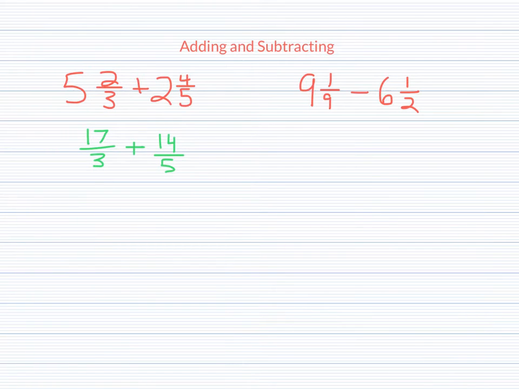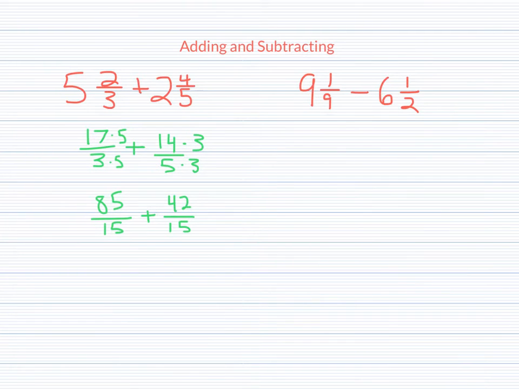14/5. Now when we're adding fractions, remember we always need to have a common denominator. So here my denominator is 3, and my denominator over here is 5, so the common denominator, their least common multiple, is 15. So I can multiply 3 times 5 and 17 times 5. That's going to give me 85/15. And my second fraction, I can multiply 5 times 3 and 14 times 3. 5 times 3 is 15, and 14 times 3 is 42.